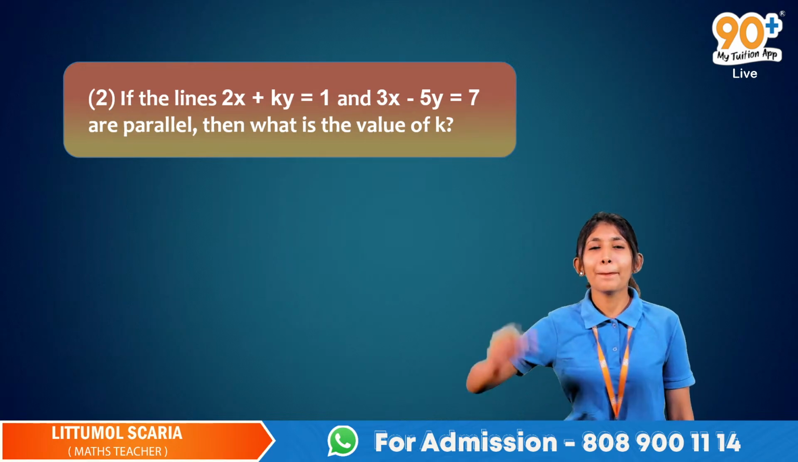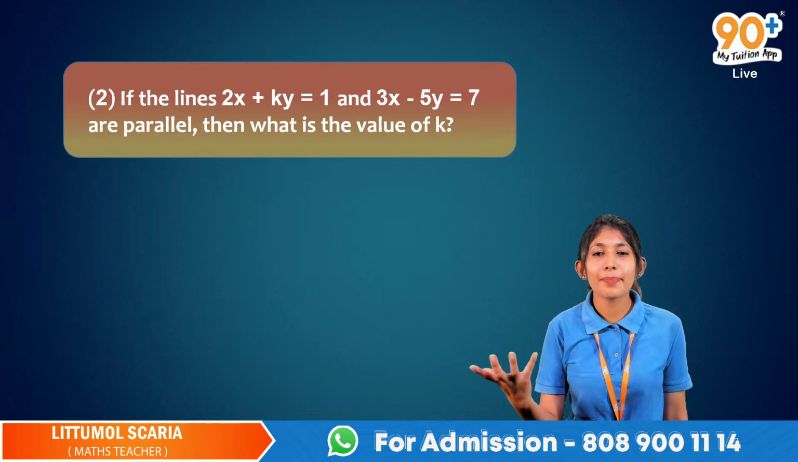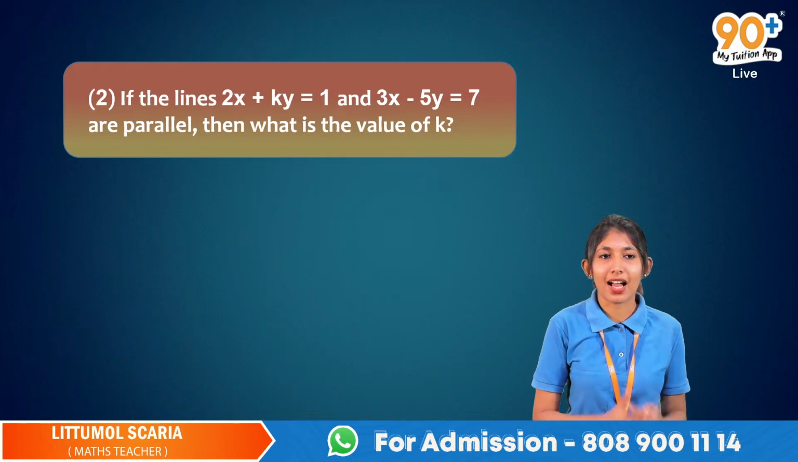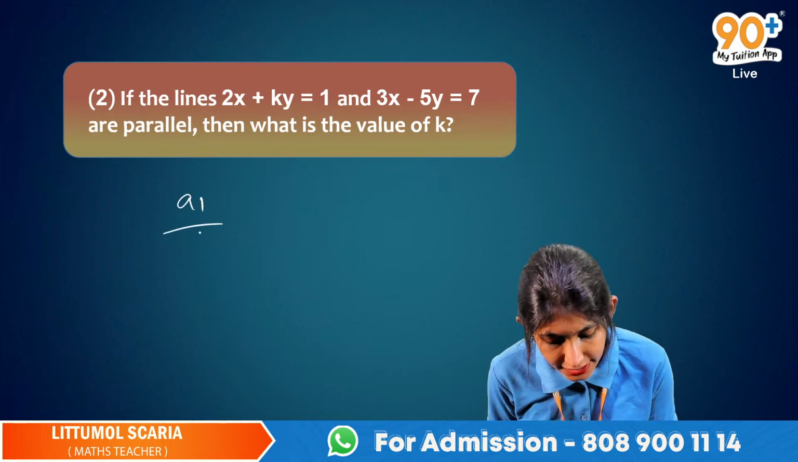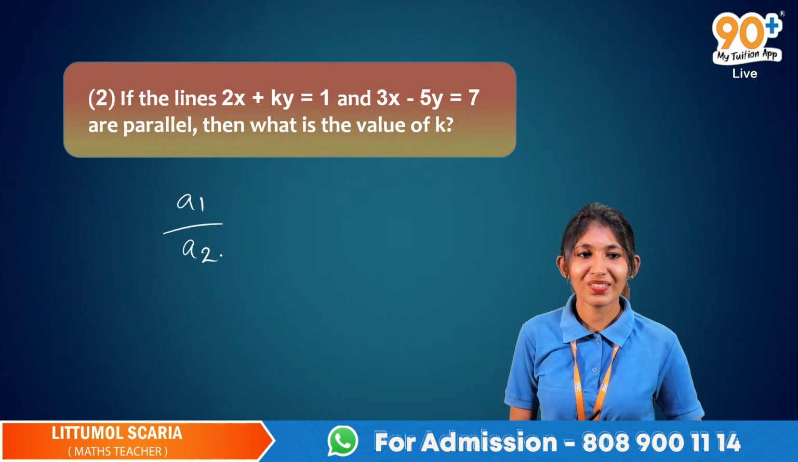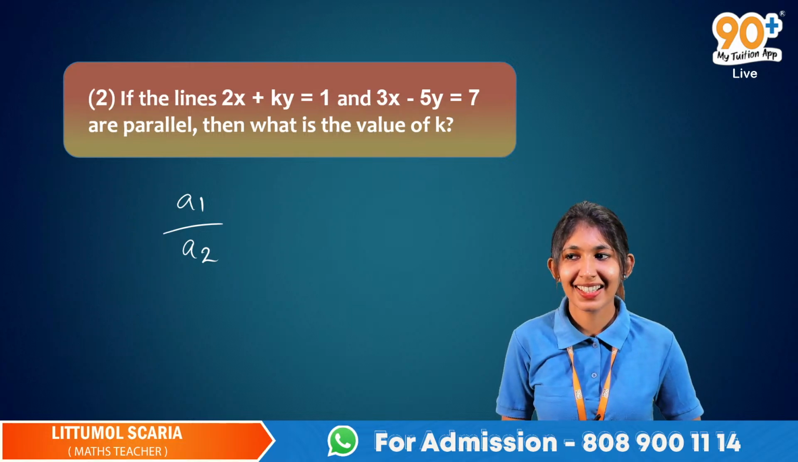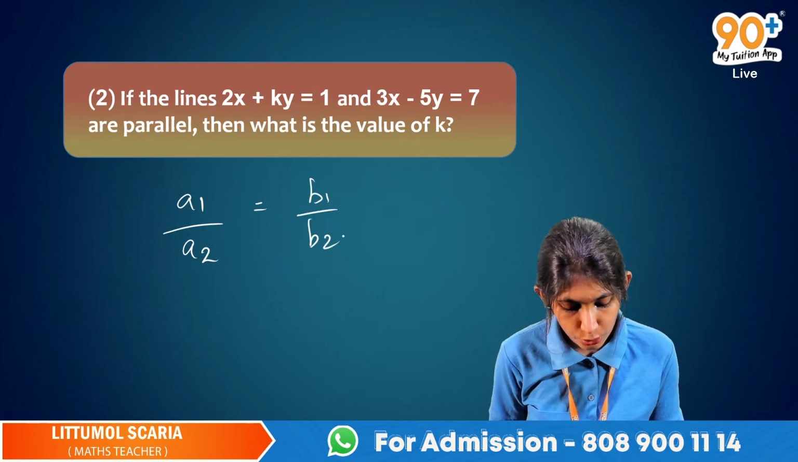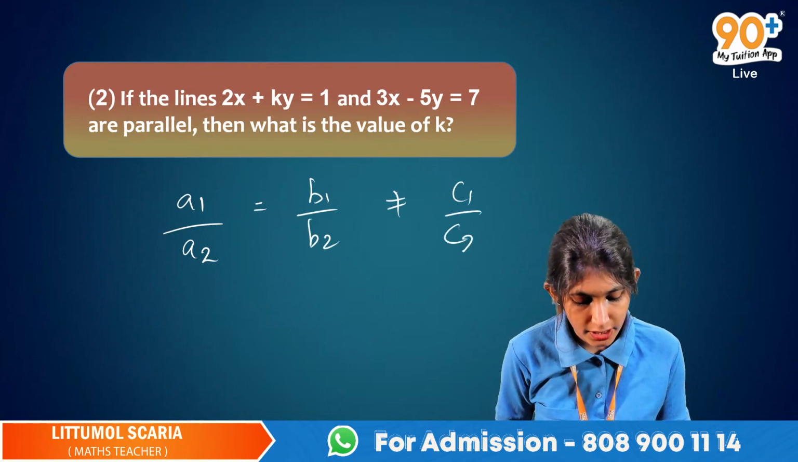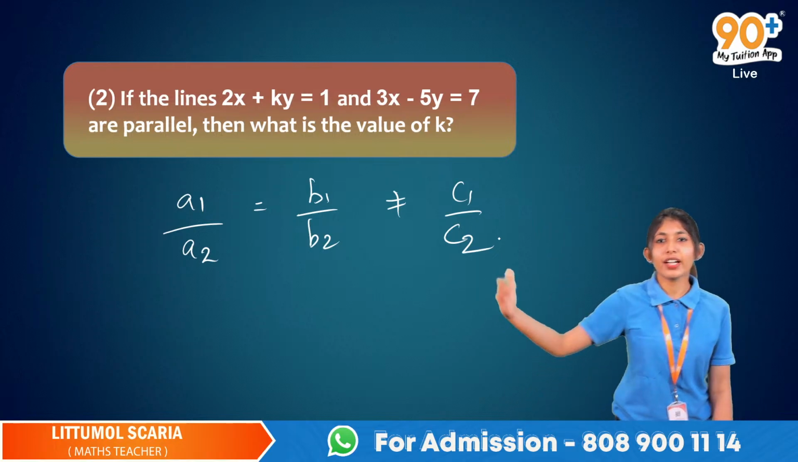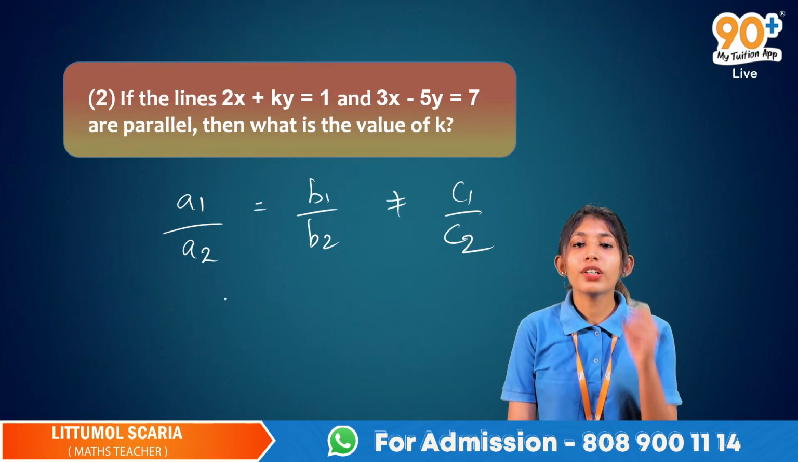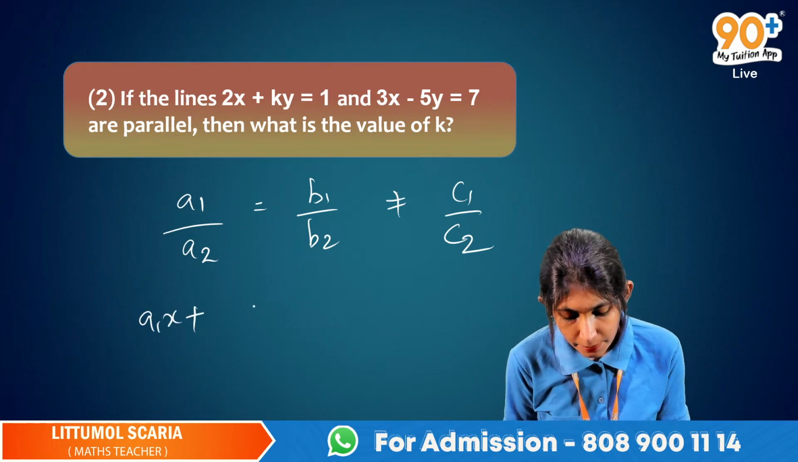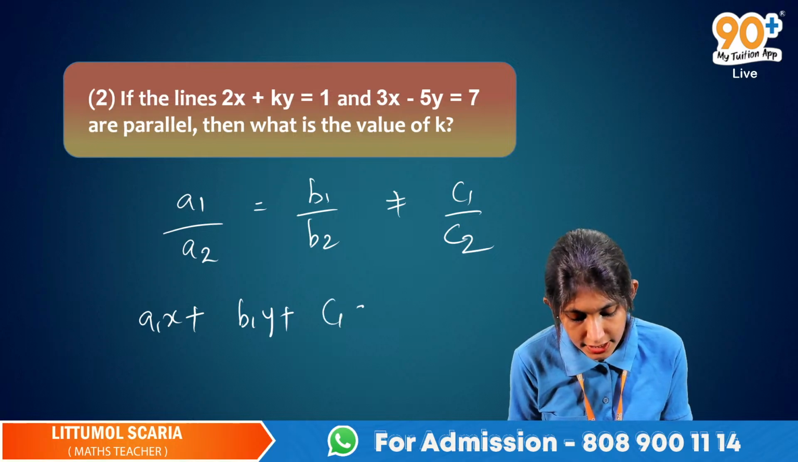When you are given a pair of equations and told they are parallel, what do you have to notice? For parallel lines, what is the criteria? For parallel lines, a1 by a2 is equal to b1 by b2 is not equal to c1 by c2, as I have mentioned. Before that we have to make the equations in standard form. What is our standard form? a1x plus b1y plus c1 is equal to 0.